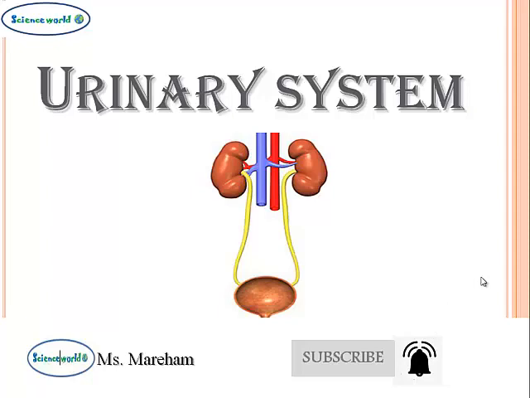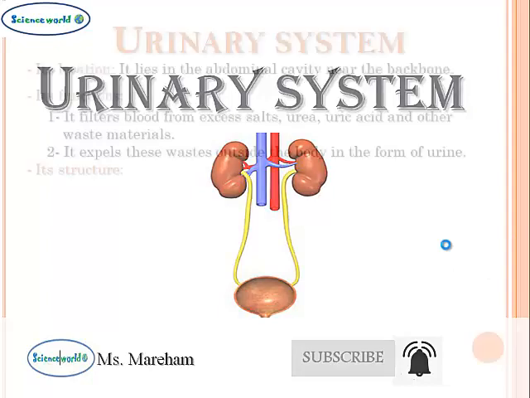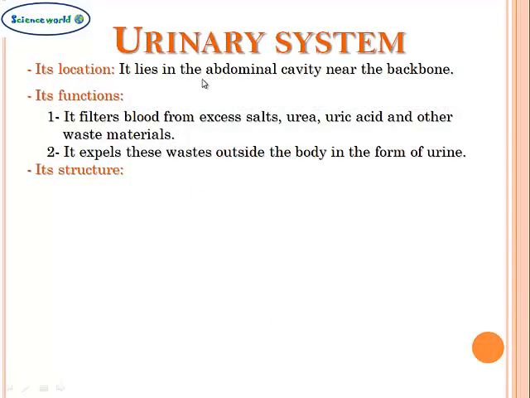Okay, we are going to know some more details about the urinary system, like its structure, its locations, and so on. So, let's start. Urinary system lies in the abdominal cavity near the backbone. Its functions: 1. It filters blood from excess salts, urea, uric acid, and other waste materials. 2. It expels these wastes outside the body in the form of urine.